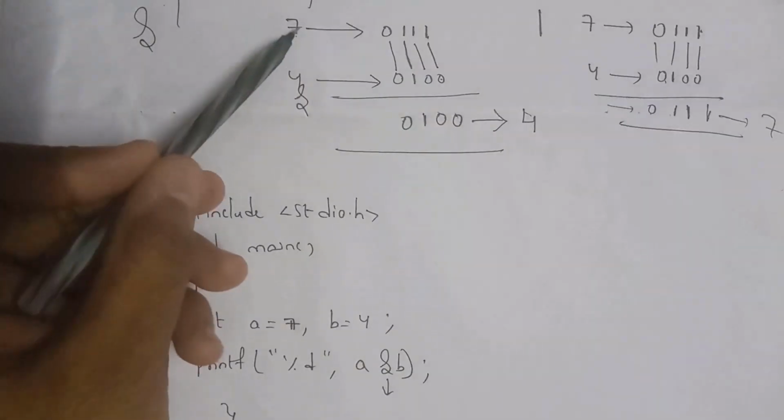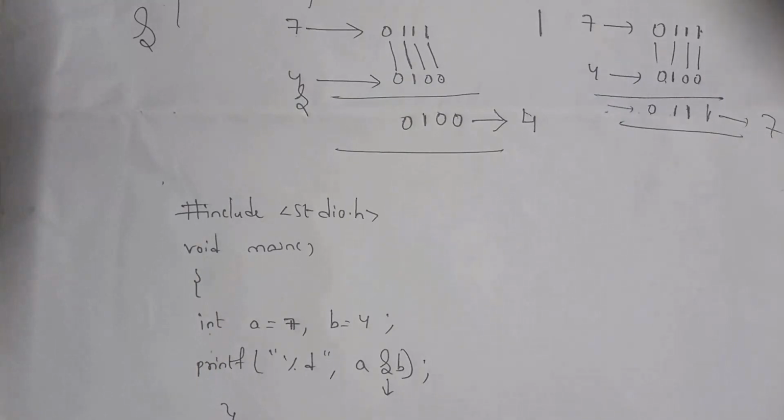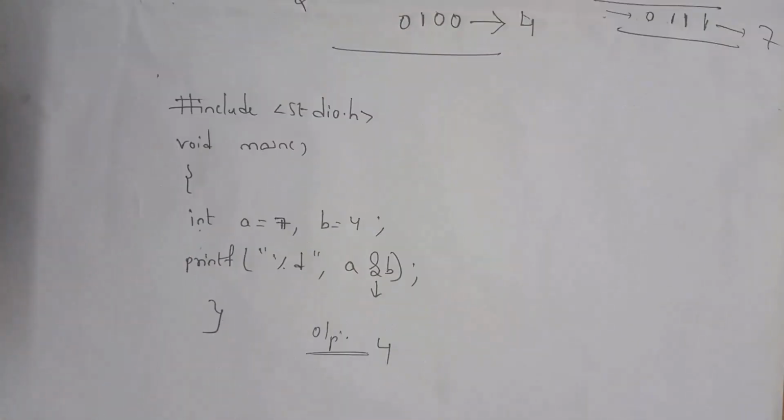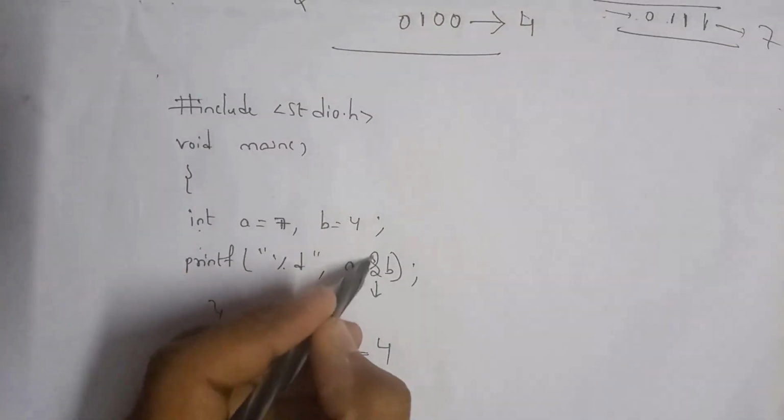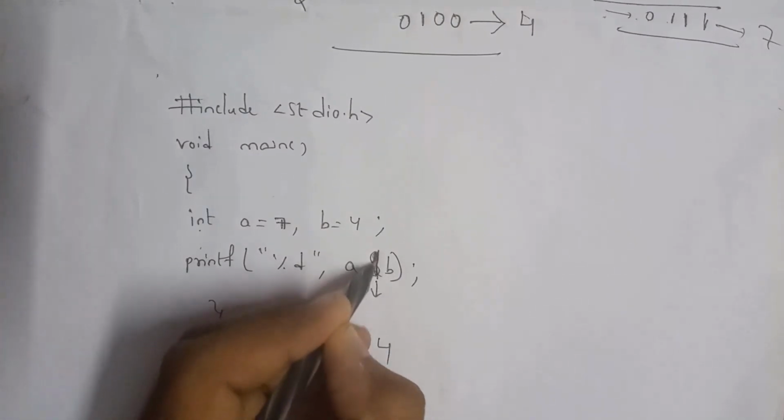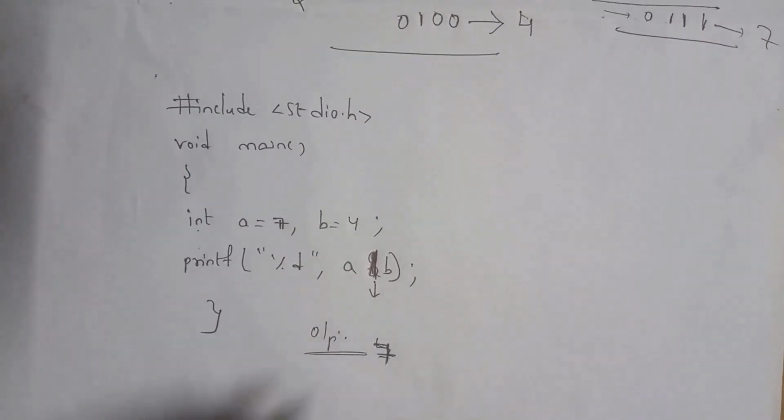Guys, I took this same example for this program. I will get the output 4. Guys, for the bitwise OR operator, just in place of AND, you need to take OR. If you take A bitwise OR B, then you will get the output 7, same as the previous example. This is the C program for the bitwise AND and bitwise OR operators.